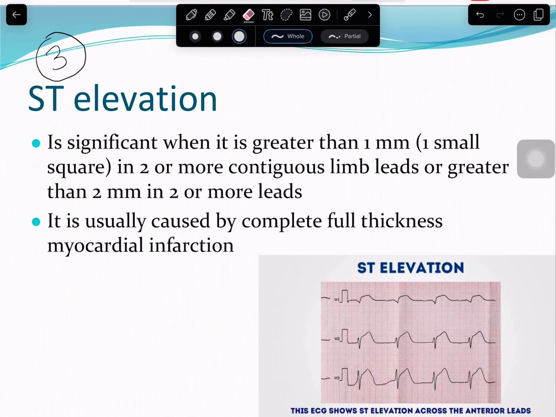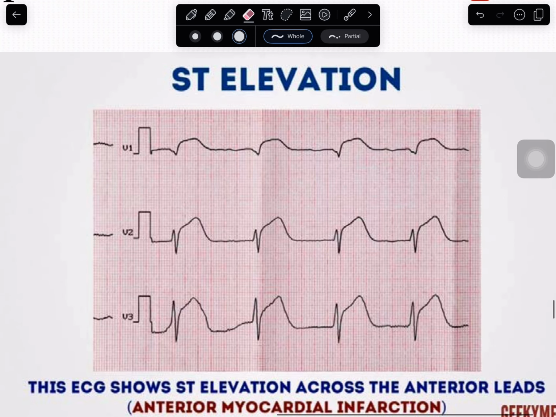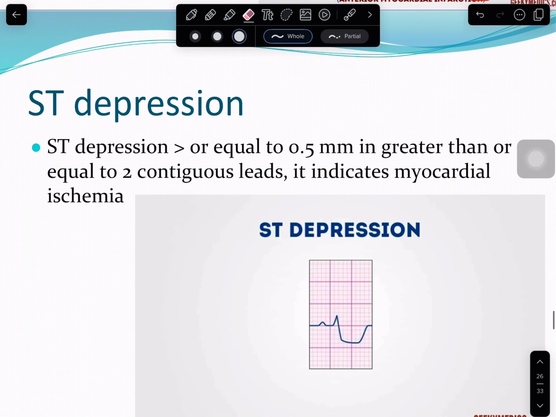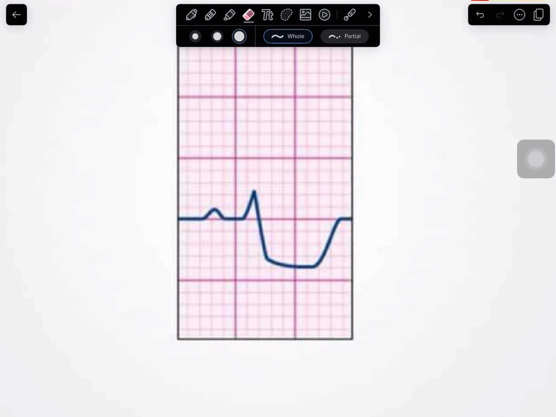The third topic is ST elevation, which is significant when it is greater than 1 mm. That means one small square in two or more continuous limb leads, or greater than 2 mm in two or more leads. And it's usually due to a complete full thickness myocardial infarction. And ST depression is greater than or equal to 0.5 mm in greater than or equal to 2 continuous leads, and it indicates myocardial ischemia.